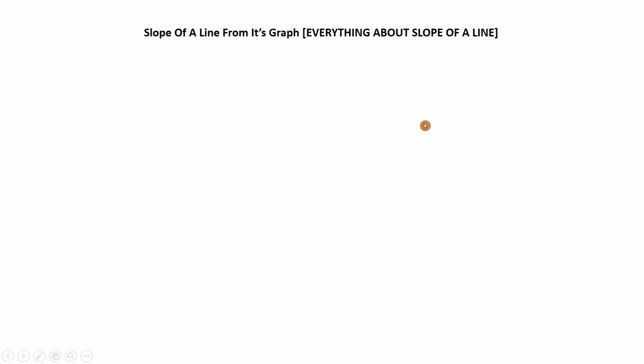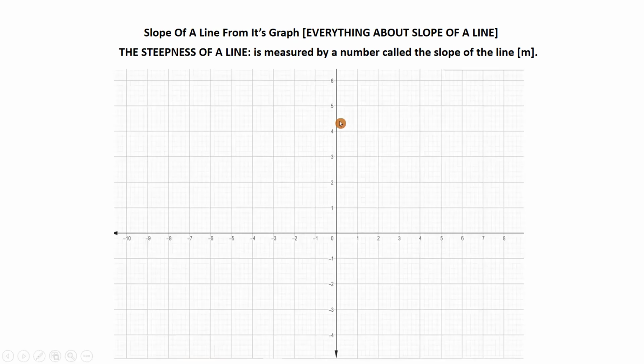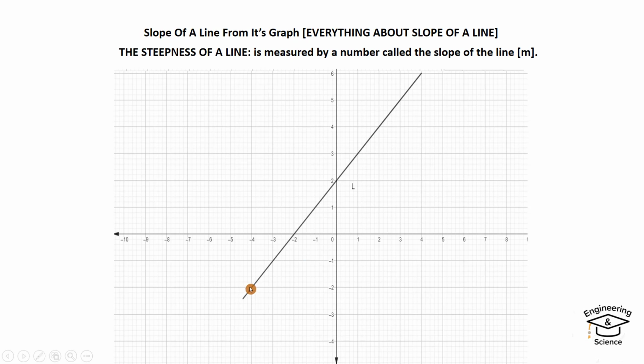Hello my friends, today I want to show you how we can calculate the slope of a line from its graph and explain everything about the slope of a line. We have to know the steepness of a line. For example, we have this line. Knowing the steepness of a line, we have to calculate a number which is called the slope of a line.